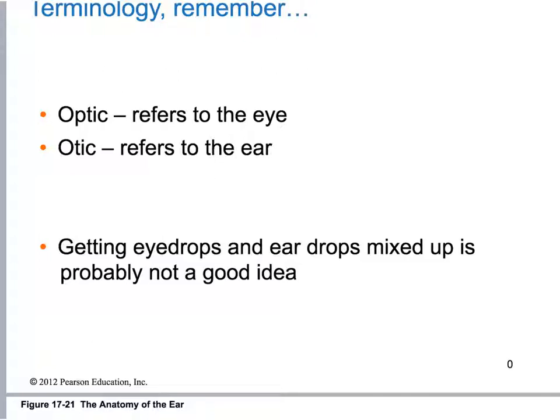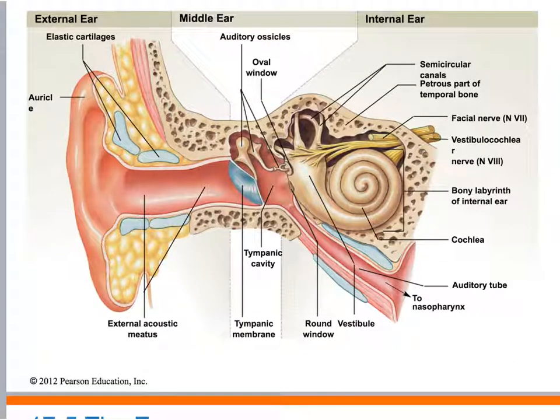Optic refers to eye. Otic refers to ear. Getting eye drops and ear drops mixed up is probably not a good idea. Make sure you know this picture of the ear and the general parts. Let me highlight some parts. We have the auricle, the external acoustic meatus, the tympanic membrane, the tympanic cavity, the auditory ossicles, the cochlea, the bony labyrinth, and then cranial nerve number 8, the vestibulocochlear nerve, and cranial nerve number 7, the facial nerve.